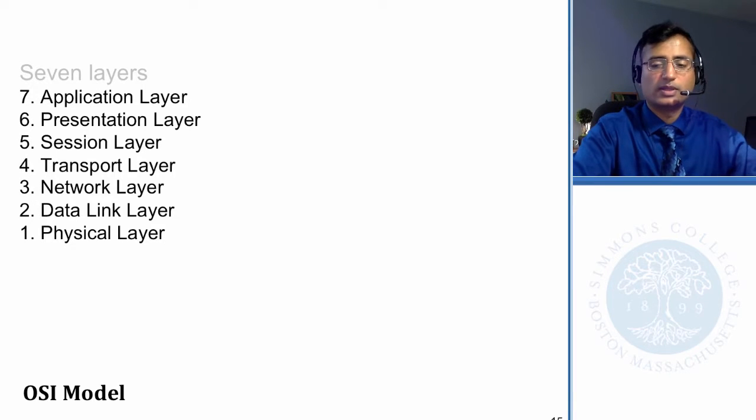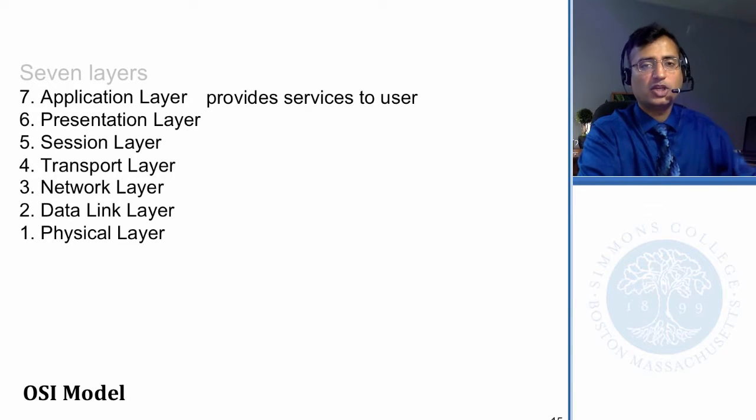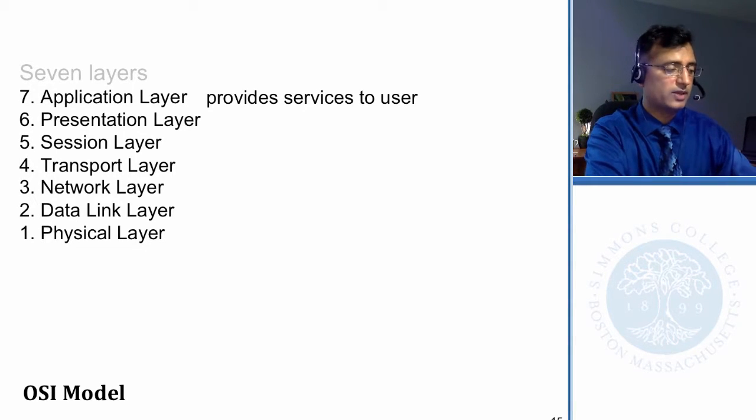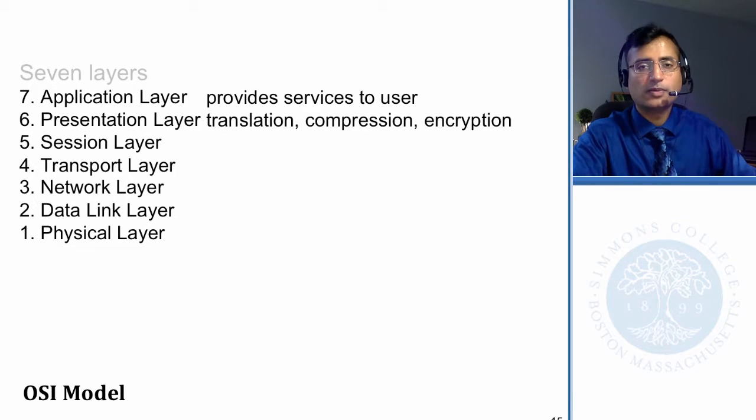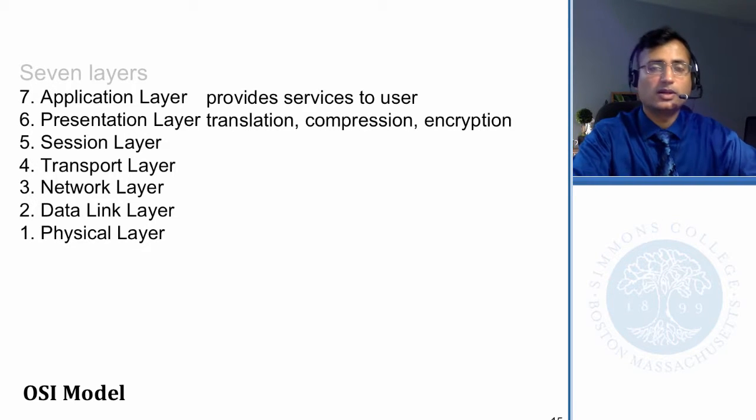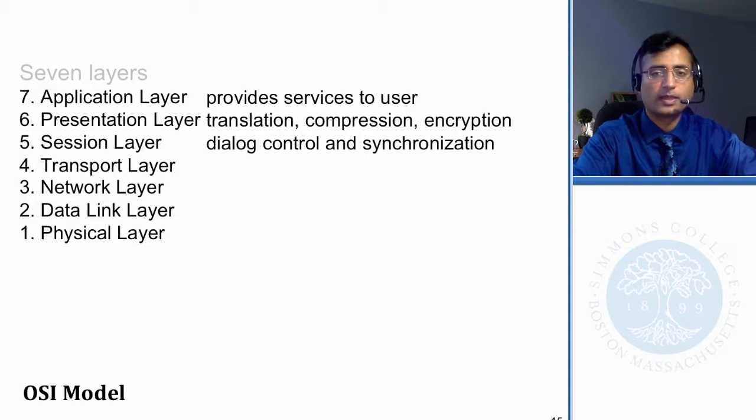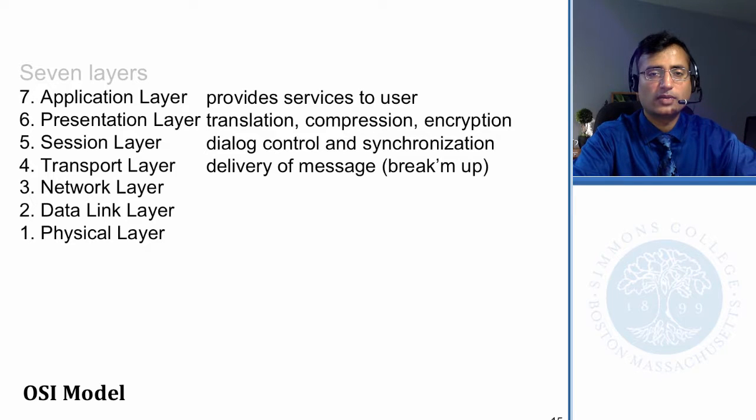So these are the 7 layers here. The application layer is the one on the top, and it provides the services to the user. And then there is the presentation layer, whose job is translation, compression, and encryption. The session layer is for dialogue control and synchronization.